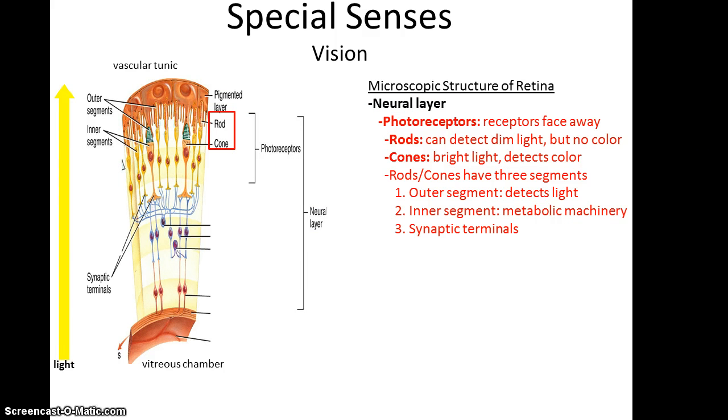So you've got the photoreceptors, which are actually facing away from where the light is entering the layer. And so you get the rods and the cones. The rods detect dim light, but they cannot detect color, and the cones detect bright light, and they also can distinguish between colors. And so within them you have three main segments. You've got the outer segment that detects the light, the actual sensory portion. You have the inner section, that is the metabolic machinery. It's going to have the nucleus, mitochondria, all that sort of stuff.